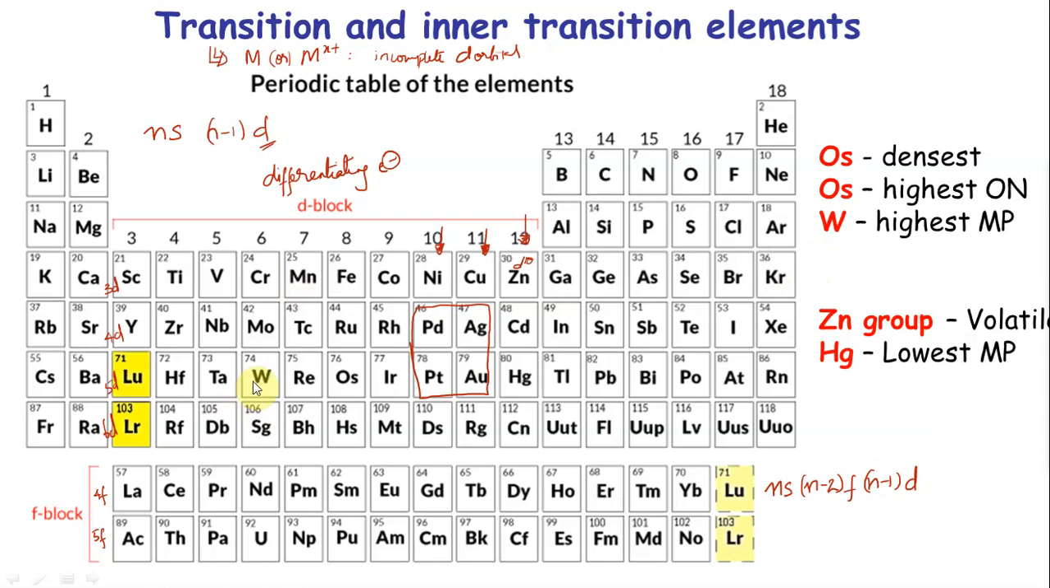Tungsten right here has the highest melting point. Because of that, we use it in our incandescent light bulbs, not anymore though. And zinc group is volatile. What it means is they can evaporate very well. Okay. Now cadmium, it used to be used for fine jewelry in those days, but because it's volatile and it could be carcinogenic, they replaced it right now.